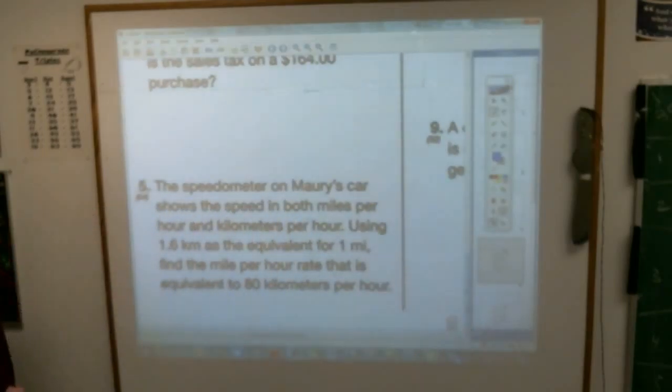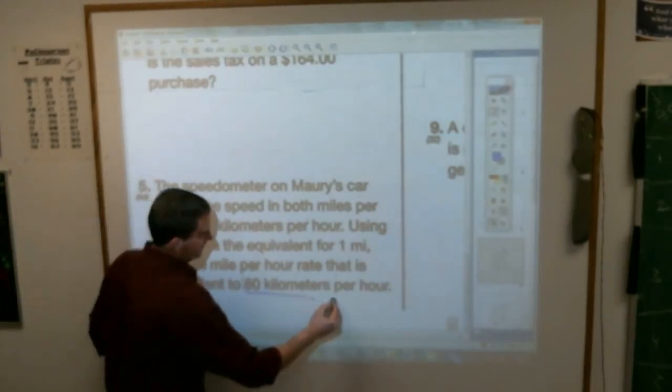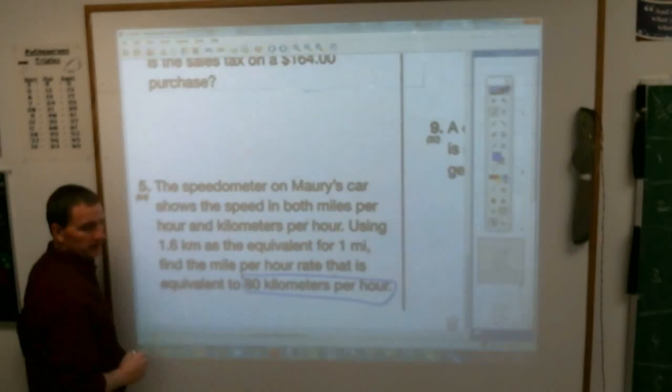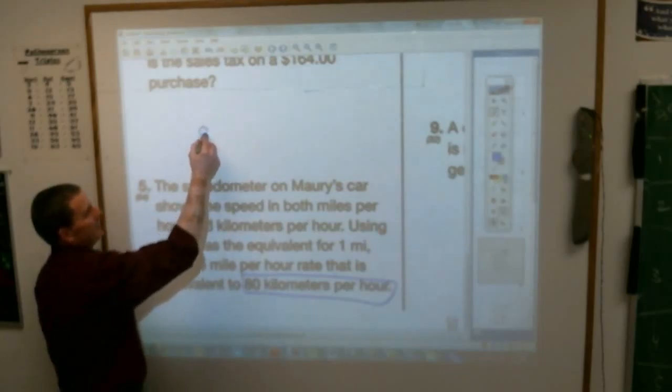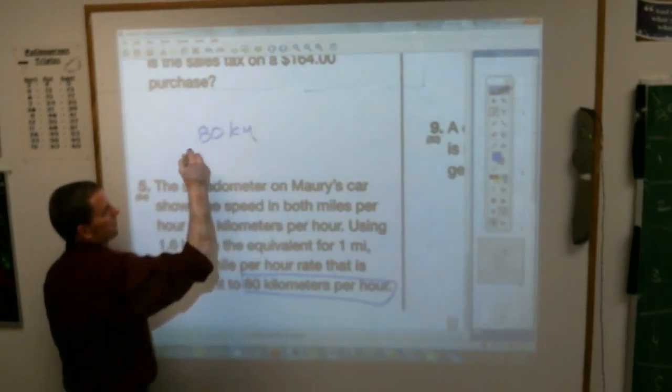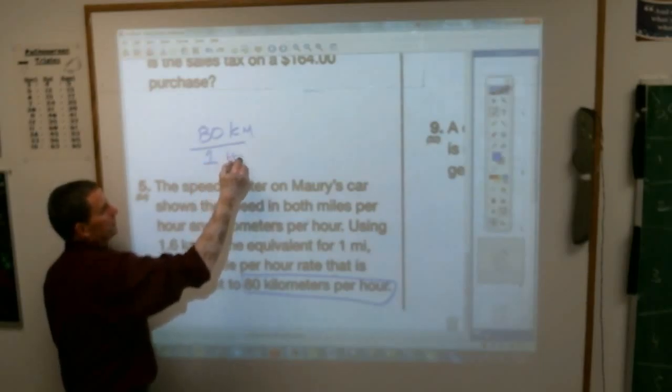The speedometer on Maury's car shows the speed both in miles per hour and kilometers per hour. Using 1.6 kilometers as the equivalent for 1 mile, find the miles per hour rate that is equivalent to 80 kilometers per hour. This, ladies and gentlemen, is just crossing off labels, unit multipliers. I'm starting with this, Madison, right? So what fraction is that? 80 kilometers per hour, you would write as what fraction? 80 kilometers over 1 hour, right?